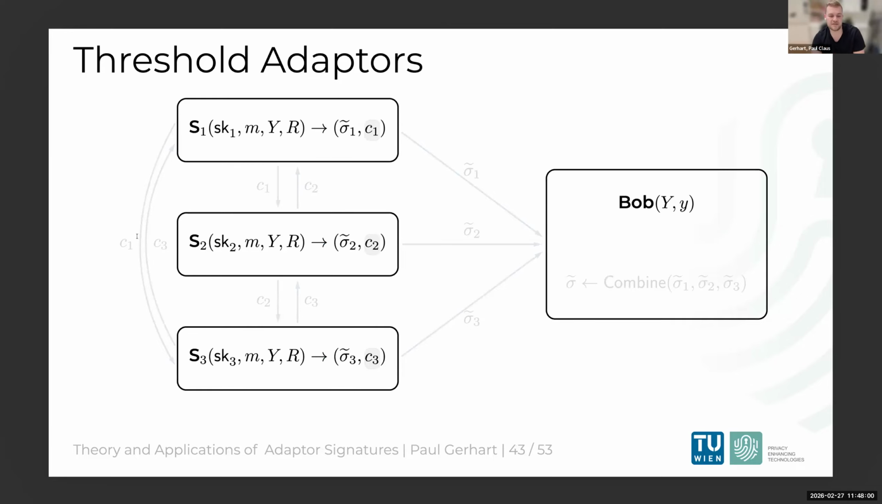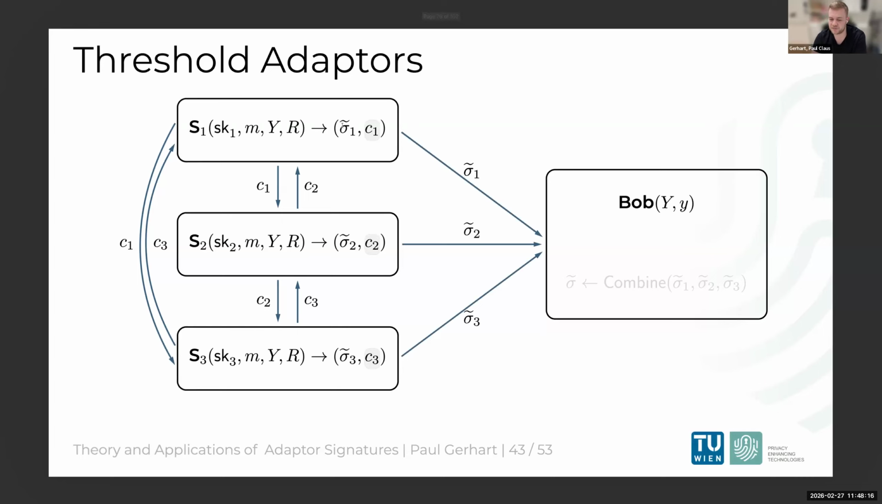So how do we fix it? We are fixing it using a commit and open strategy. Before sending the partial pre-signatures to Bob, the signers are first exchanging commitments to their partial pre-signatures. And only when the commitments verify, they send the pre-signatures to Bob, and then Bob can combine.